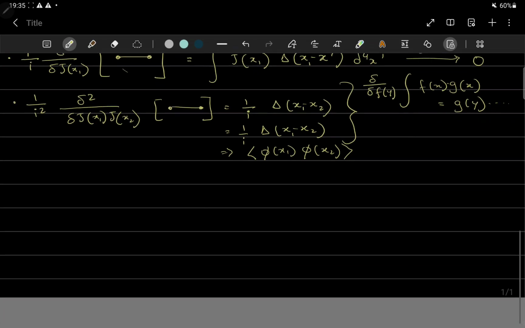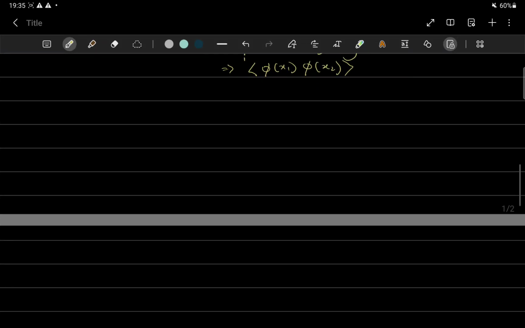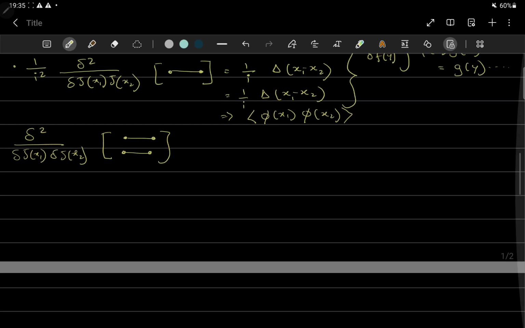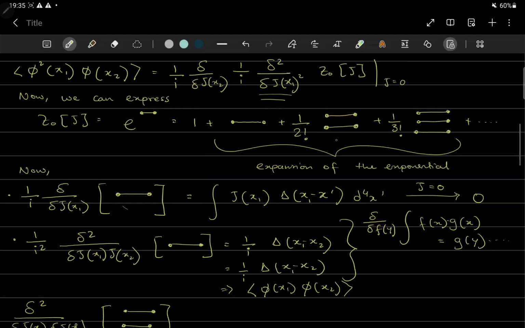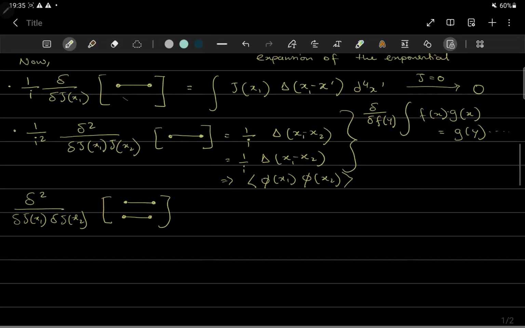Okay, so now you can also show for other terms in a similar manner. Let's say if I have the second derivative again acting on the second term, sorry, not the second term, the third term from here, like this one. This is the third term of the generating functional. So I'm now computing the second derivative on the third term of the expansion essentially.